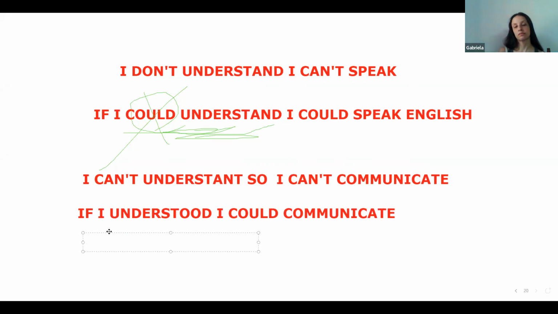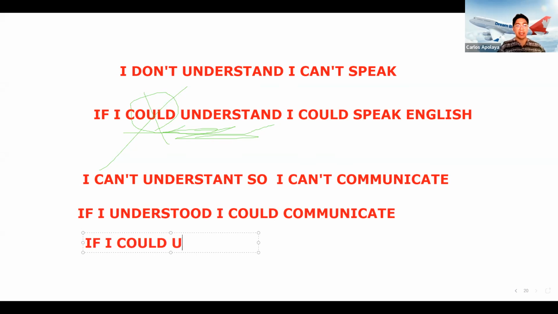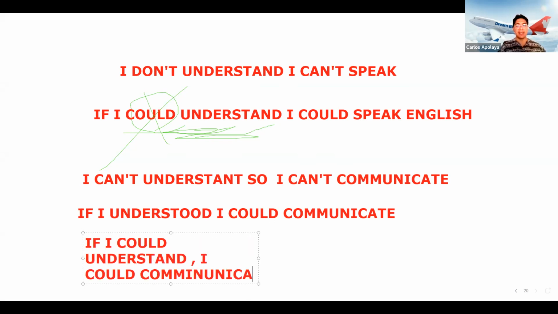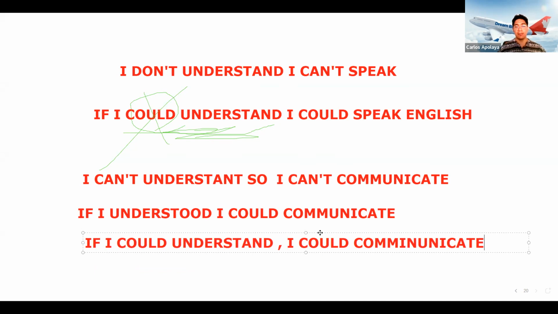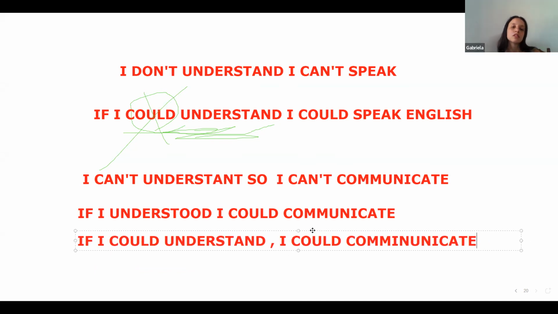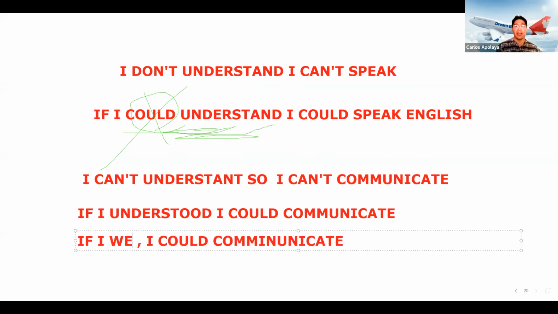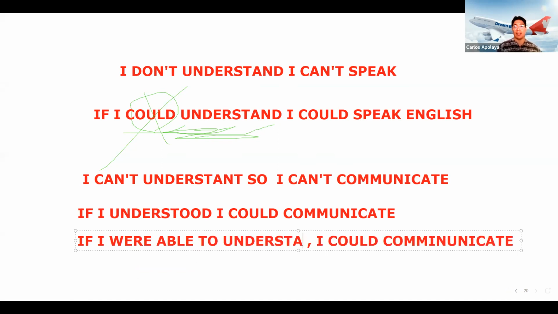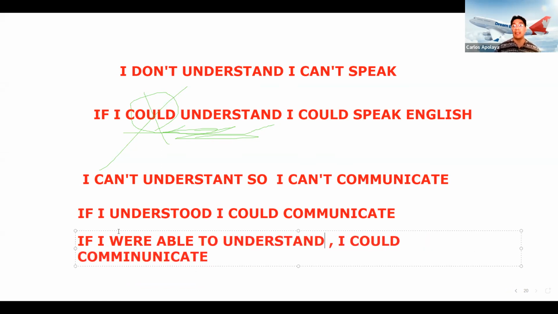Okay. También podría ser if I could understand, I could communicate. What do you think? Porque el pasado de can es could. Sí. ¿Estará correcto o no? No, porque nunca te enseñé. ¿Qué tendrías que hacer? If I were able to understand. Tendrías que usar el be able.